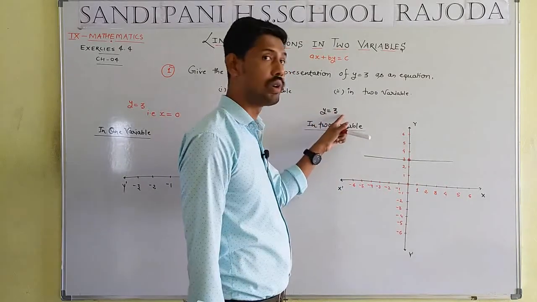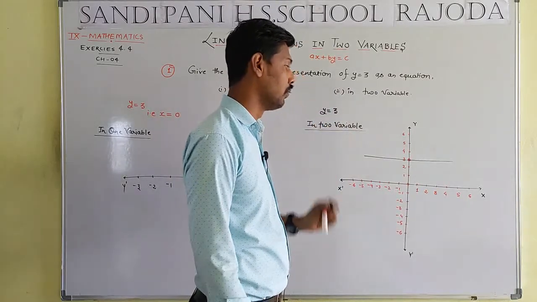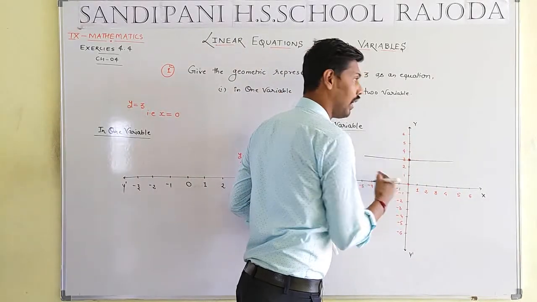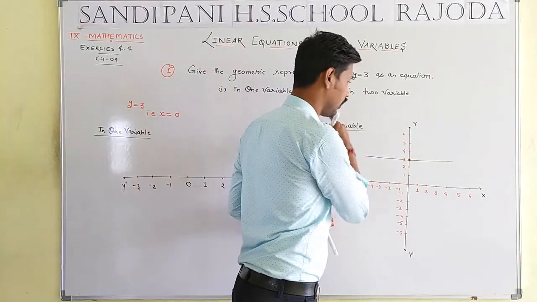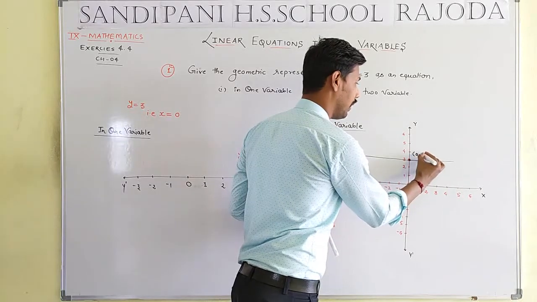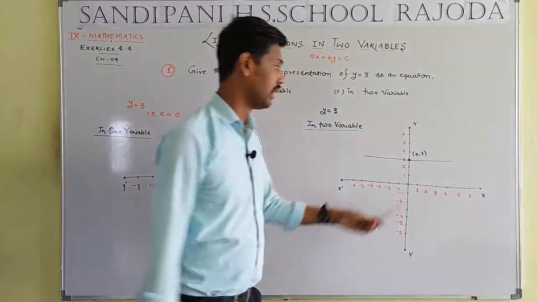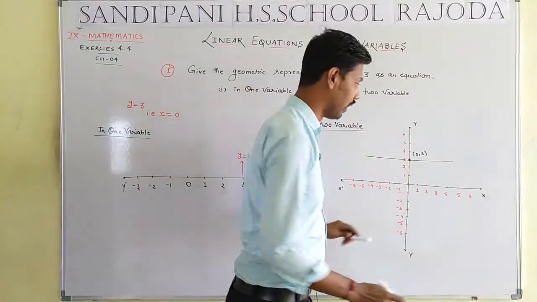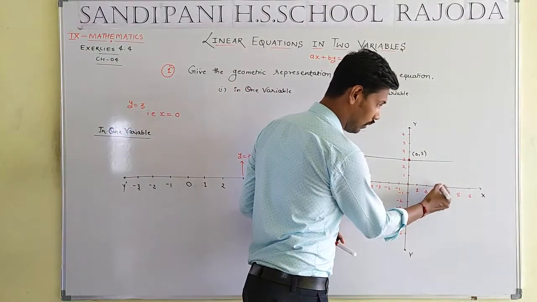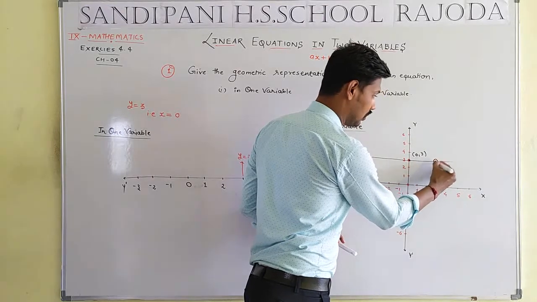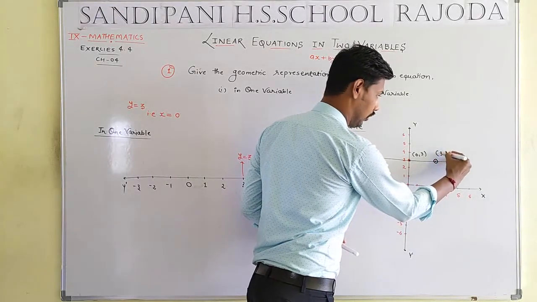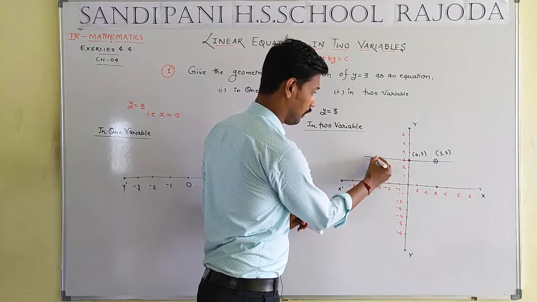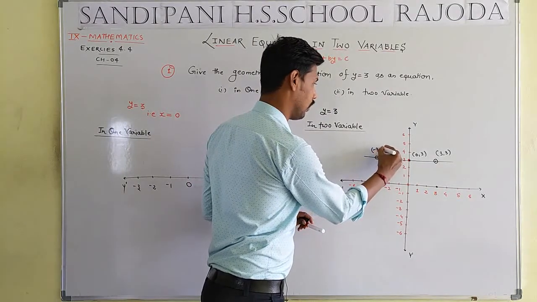When x is equal to anything, that means a line parallel to the y-axis. Now this is y equal to 3, that means the point 0 comma 3. Here x will be equal to 0. Now we have to find the value for x equal to 3. That means we get the point 3 comma 3, and again we get the point minus 3 comma 3.